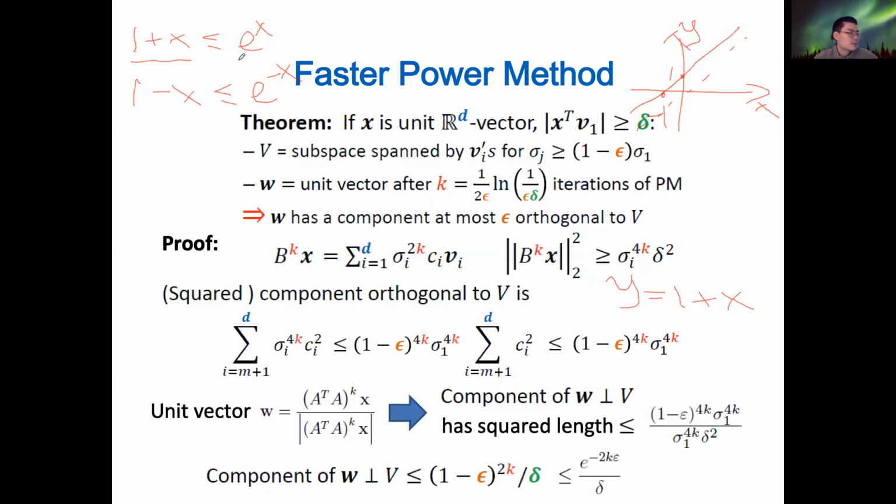Next, let's look at this. We want to look at another function, which is y equal to e to the x. What will be the shape of that? Y equal to e to the x will be exactly something like this, and it goes infinitely close to 0. So it's always above this 1 plus x. That's why this can be true.